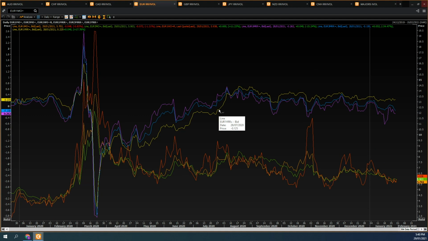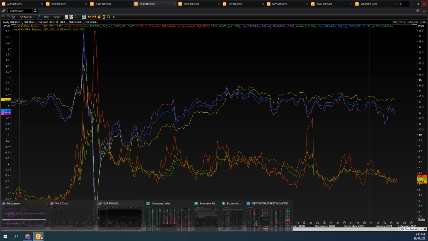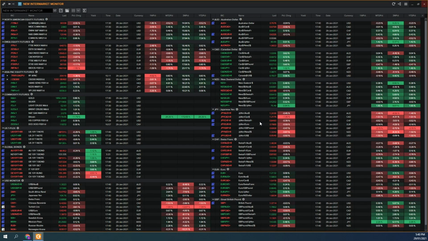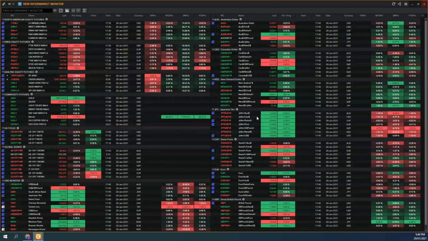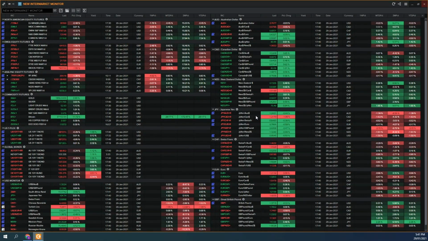Now, if you have access, whether it's to Icon or TradingView, you will be able to track so many different volatility indexes. I'm actually in the process of building out an Icon monitor like the one we have for the intermarket analysis, but one specifically geared towards volatility, tracking that across major asset classes.